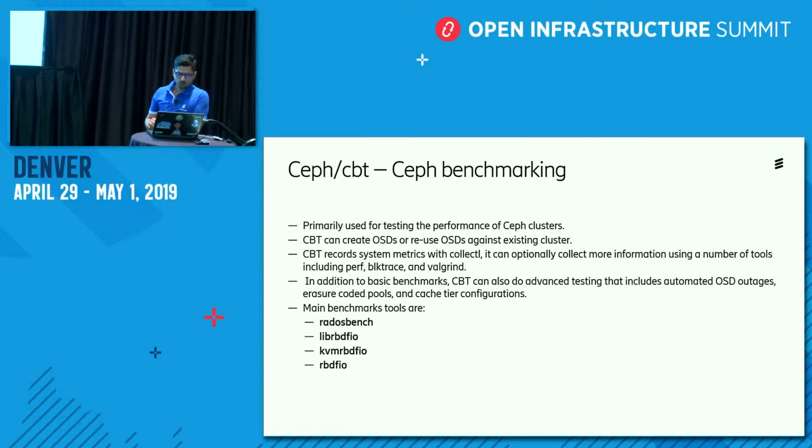Apart from that, Ceph has the capability to record system metrics with the help of collectl, and it can also optionally collect more information using a number of other tools like perf, blktrace, and Valgrind.